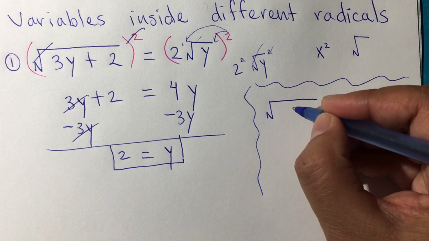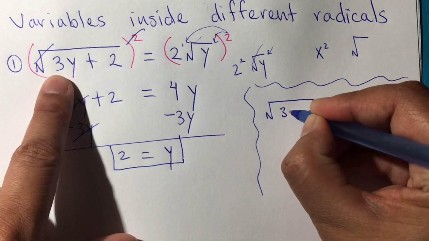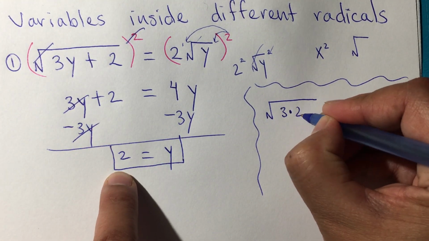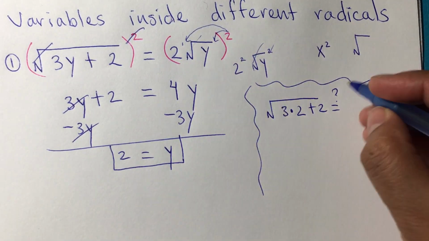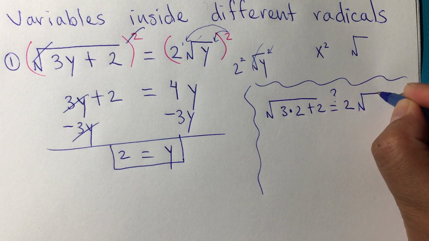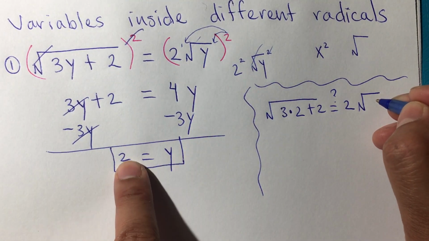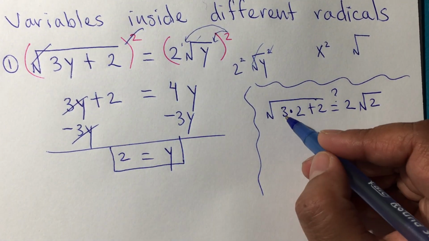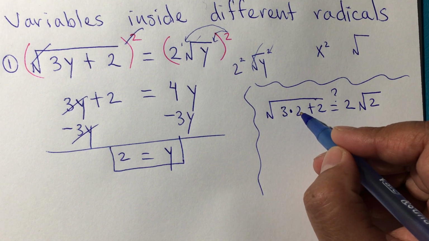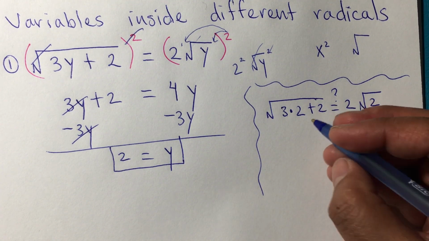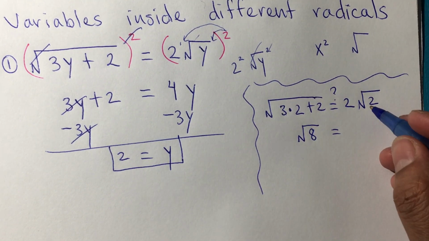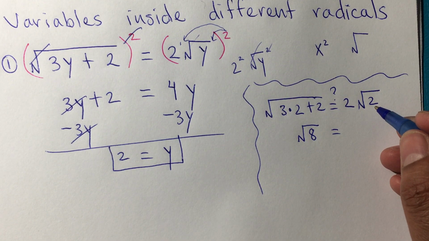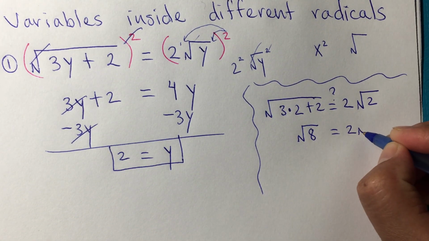So the square root of 3 times 2 plus 2, is it equal to 2 times the square root of, instead of y, we put 2? And so in here, 3 times 2 is 6. 6 plus 2 is 8. And on this side, we bring it down the same way.